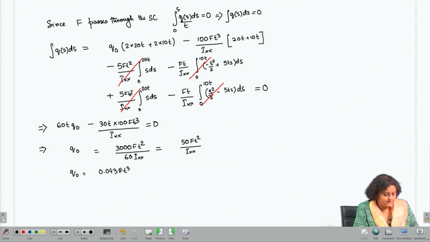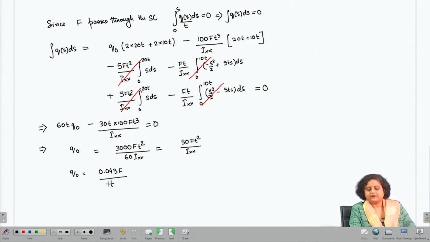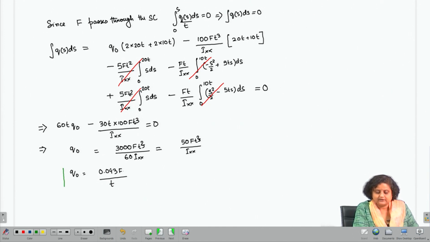So, this is going to be F by T. If we evaluate this, Ixx is going to have a T to the power 4 term, and so this is going to become T cube. So, this is the solution that we are going to have.